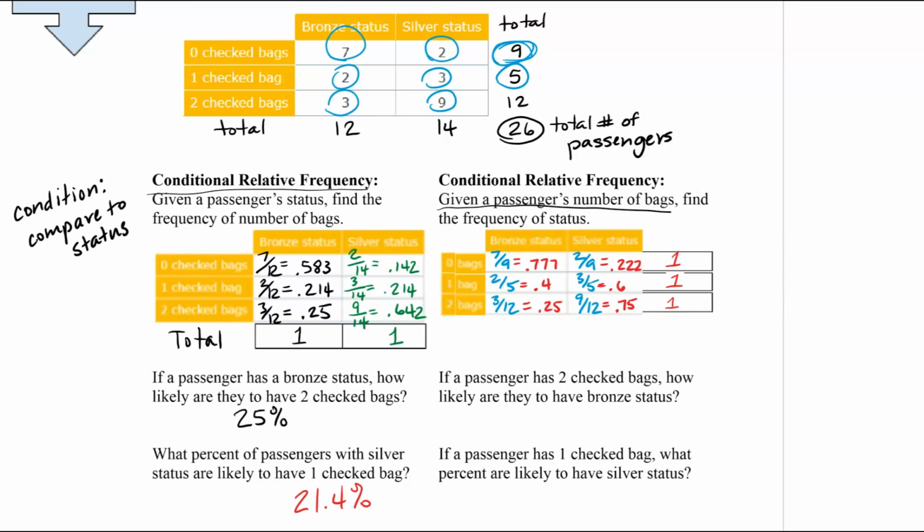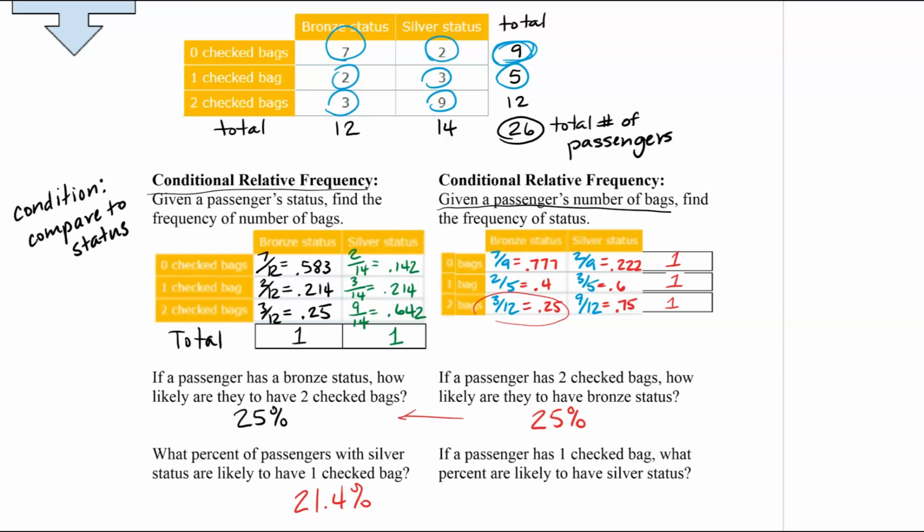Now we can answer the questions. If a passenger has 2 checked bags, how likely are they to have a bronze status? So we want to go to 2 bags in bronze status, which is 25%. So even though the wording is different, we're getting the same answer that we did over there. So I wonder if that's a coincidence or if that's always. Let's look at the next one.